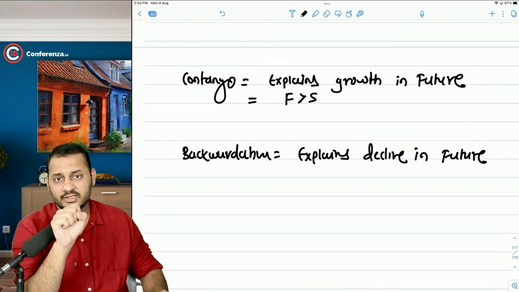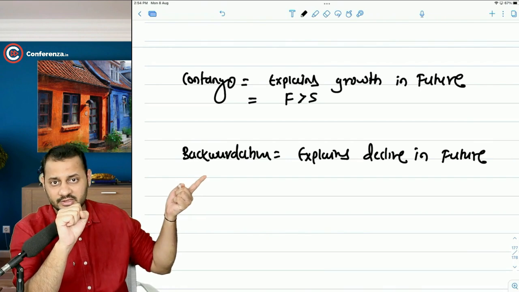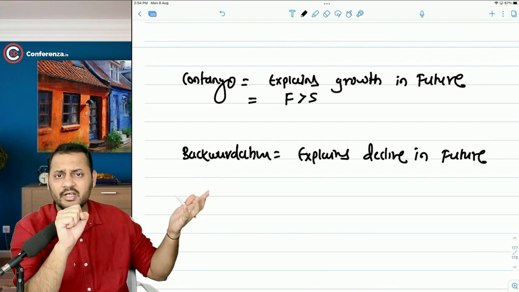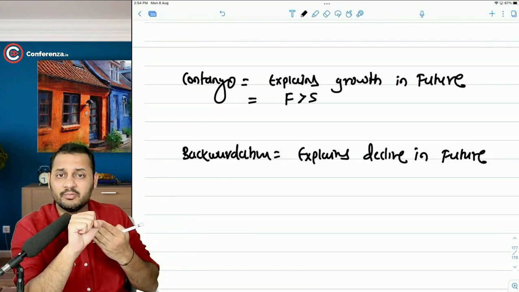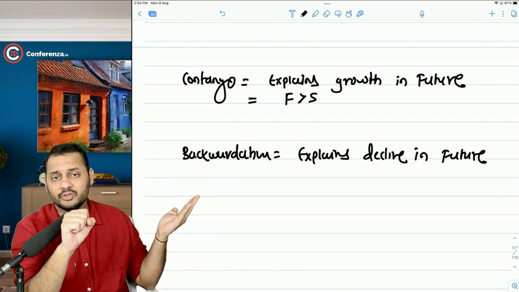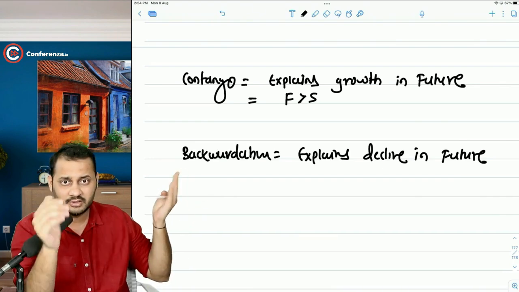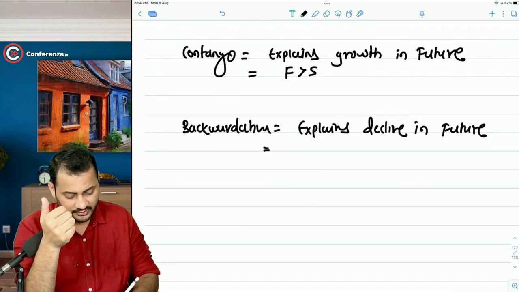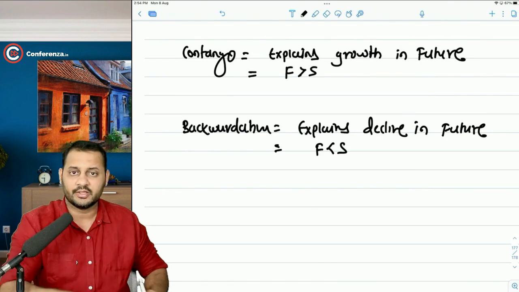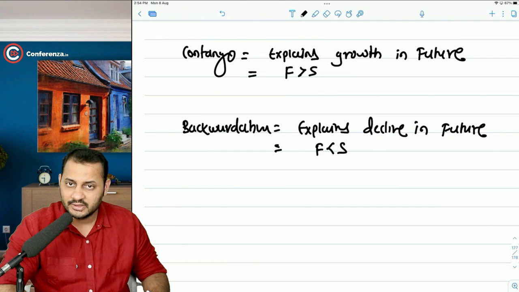But if today something is trading at 100 rupees and tomorrow's price, that is futures price, is 90 only, that means the market is going down, because today it is available at 100 and tomorrow if it goes to 90 rupees only, that means the market is going backwards. From 100 to 90, it's backwards. So in that case, we say that forward price is less than spot price. Simple. Do you understand this?